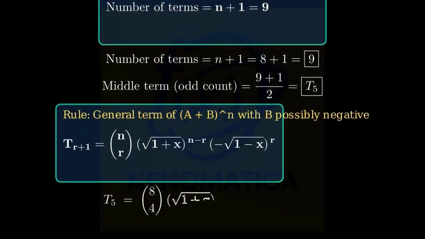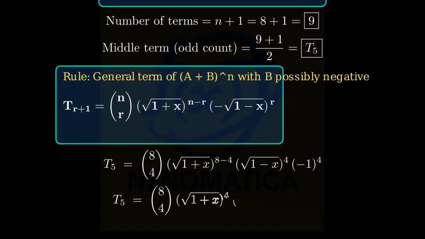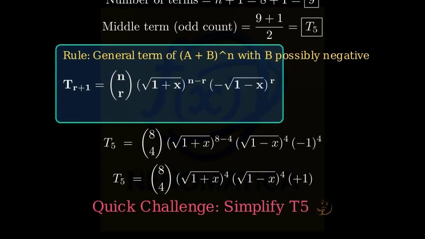For the fifth term, r equals 4 and n equals 8. So t sub 5 equals 8 choose 4 times square root of 1 plus x to the fourth power times square root of 1 minus x to the fourth power times negative 1 to the fourth. Quick challenge. Can you simplify t sub 5 further?